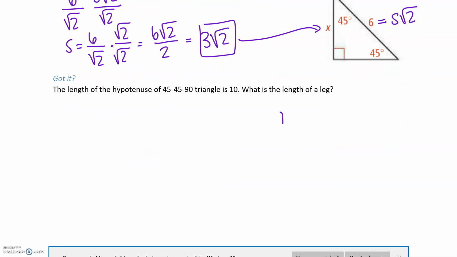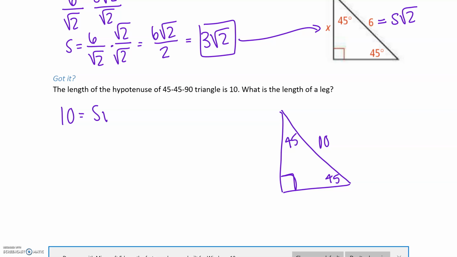It's the same thing over here. We've got our right triangle. Remember, I'm not an artist. So we've got our 45-degree angles. And it tells us that our hypotenuse, our longer side, is going to be 10. We know that 10 equals S square roots of 2. So we're going to divide both sides by that square root of 2, which leaves us with S equals 10 over the square root of 2.